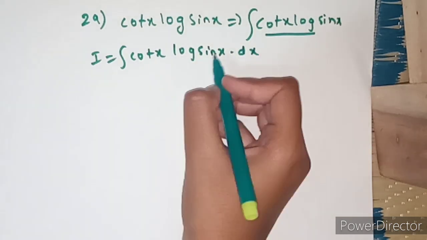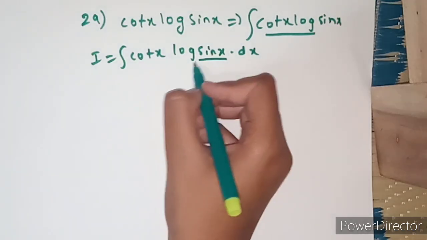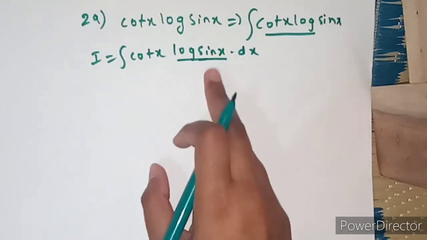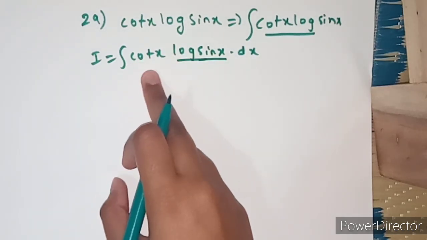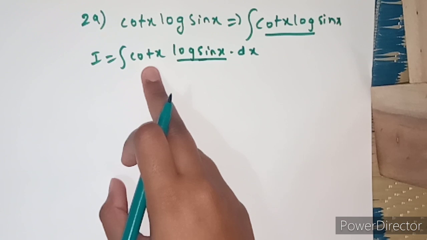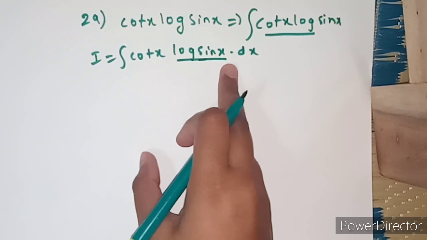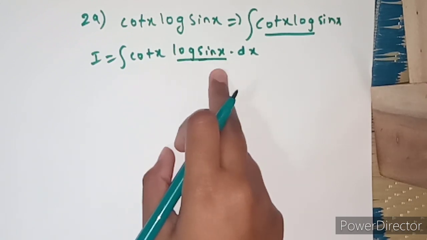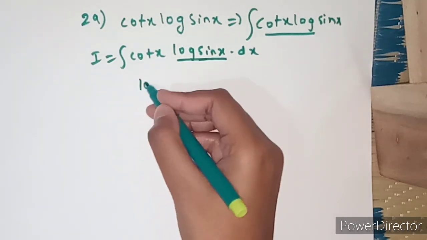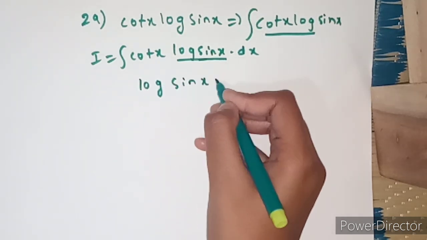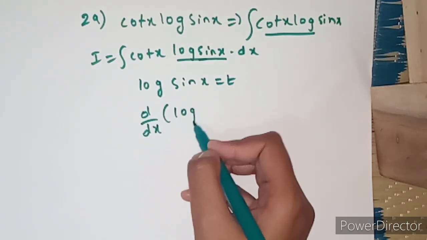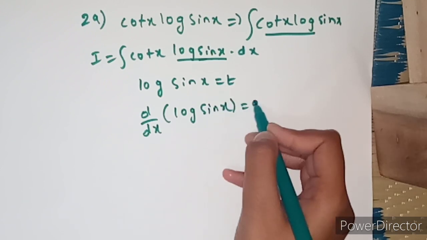Now, if I take log sin x as t, I'll show you how it works. First, let us take cot x as t. If I take cot x as t, the derivative of cot x is minus cosecant square x. But here we don't have cosecant square x, so we can't solve this integral. So, if I take log sin x as t, let me show you. Log sin x is equal to t.